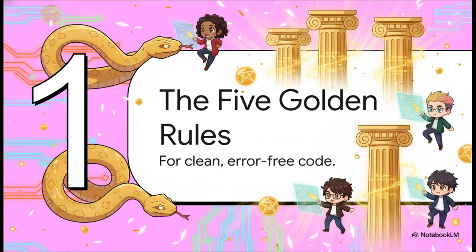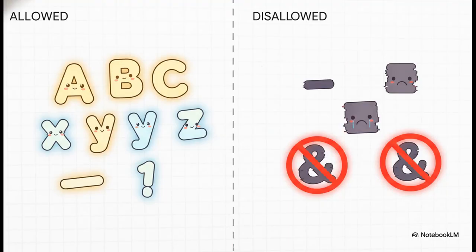Okay, so we know what variables are, but how do we name them? Well, it turns out there are a few important rules to follow. Let's go over the 5 golden rules for writing code that's clean, easy to read, and free of silly errors. Rule number 1 is super straightforward. Your variable names can only use letters, numbers, and the underscore character. That's it. No spaces, no hyphens, no dollar signs, or any other special characters. Just letters, numbers, and underscores.